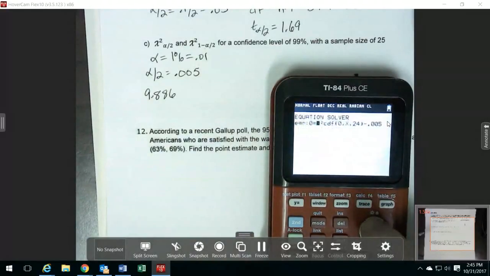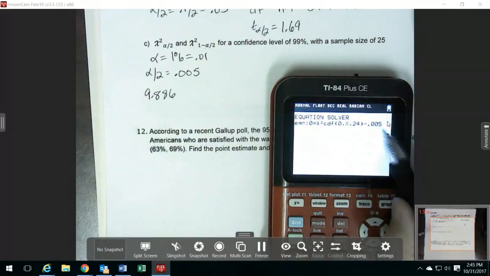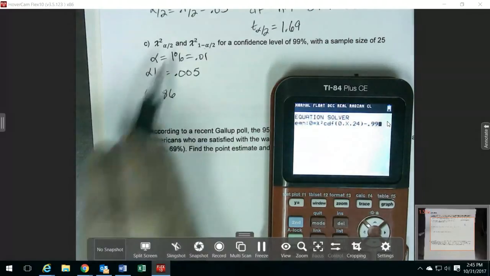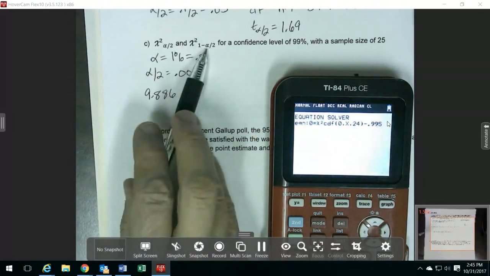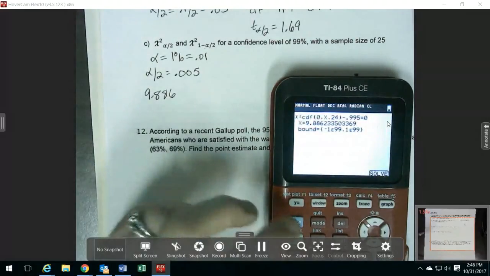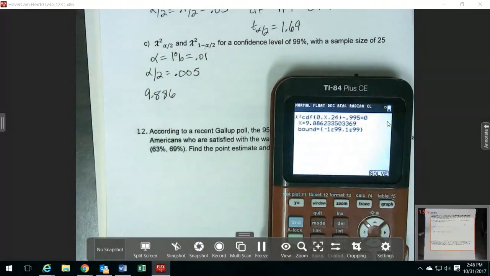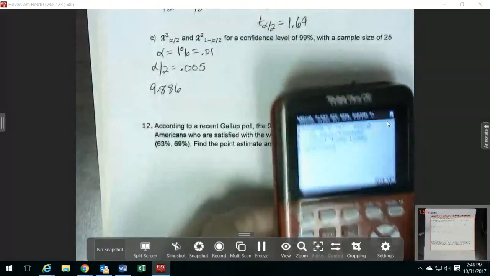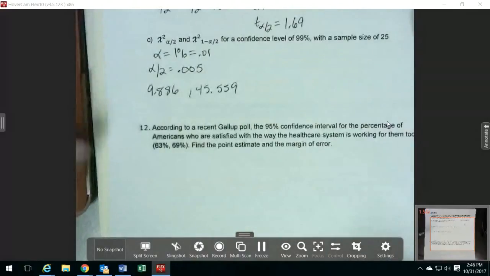And then to find the other one, I just have to go back and change my 0.005 to 1 minus that. So that would be 0.995. So that's why up here it has alpha over 2 and 1 minus alpha over 2. Those are the two values that you put in there. Okay, so this one is 45.56.